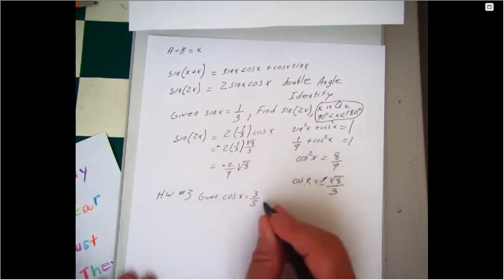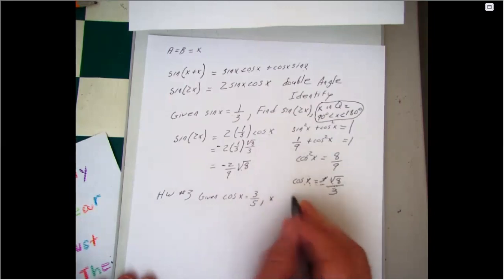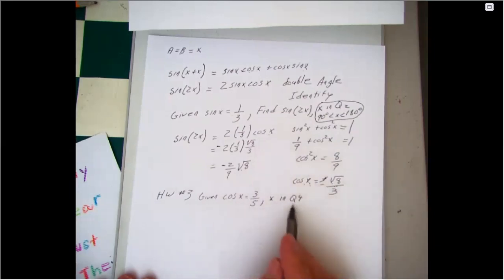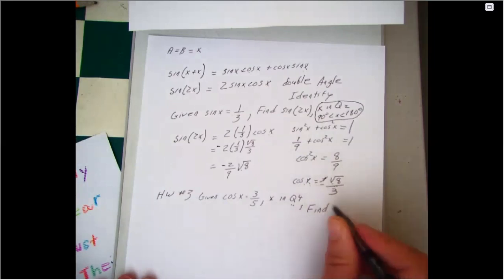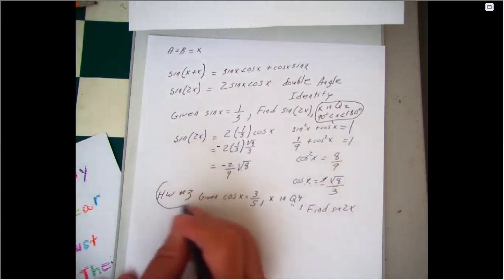Okay. Given this, and also we'll say that x resides in quadrant 4, Q4. Of course, you guys remember that's between 270 and 360. Quadrant 4 is any angle between 270 and 360, or 3 pi over 2 and 2 pi. Okay. Find the rest. So again, that's homework problem number 3.